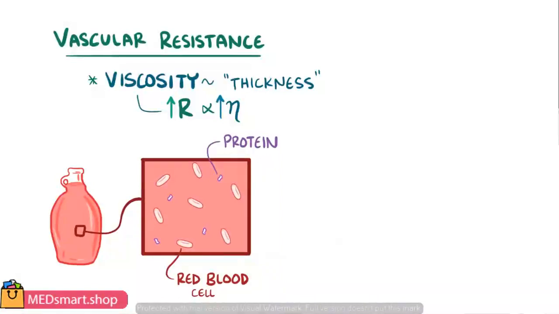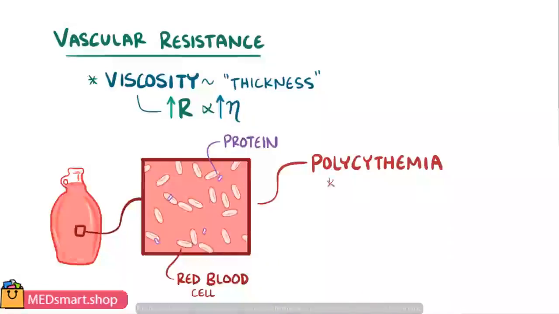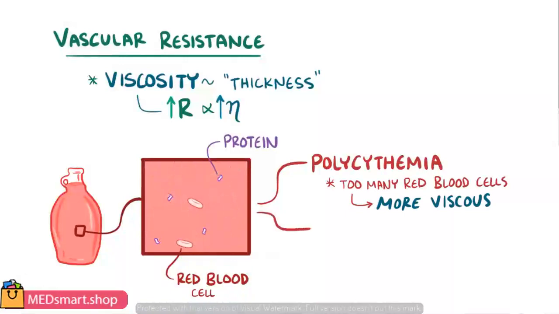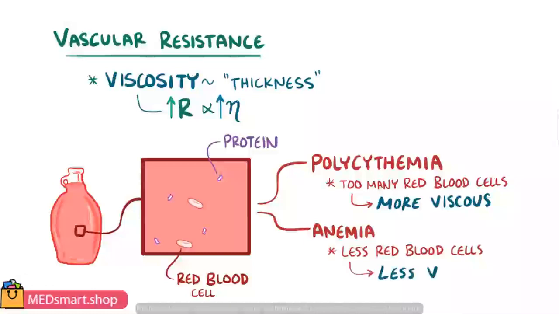Blood viscosity doesn't change much over time, but certain conditions like polycythemia, which is where a person has too many red blood cells, can increase viscosity. And conditions like anemia, where a person doesn't have enough red blood cells, can decrease viscosity.